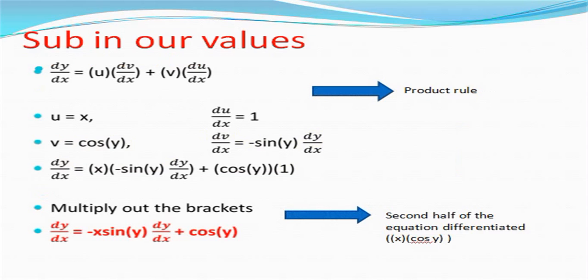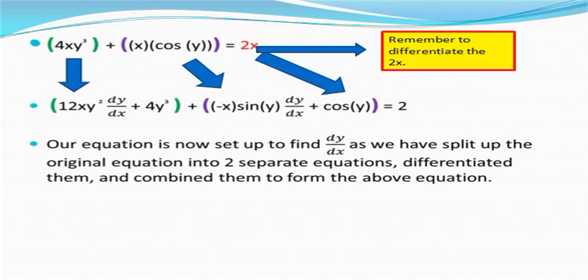So as we said, if u is equal to x, du/dx equals 1. If for v we have cos of y, our dv/dx is equal to minus sin y dy/dx. And subbing these into our product rule, we get dy/dx equals x multiplied by minus sin y dy/dx plus cos of y multiplied by 1. And when we multiply out these brackets, we get dy/dx equals minus x by sin of y dy/dx plus cos of y. So we originally had 4xy cubed plus x multiplied by cos of y equals 2x.